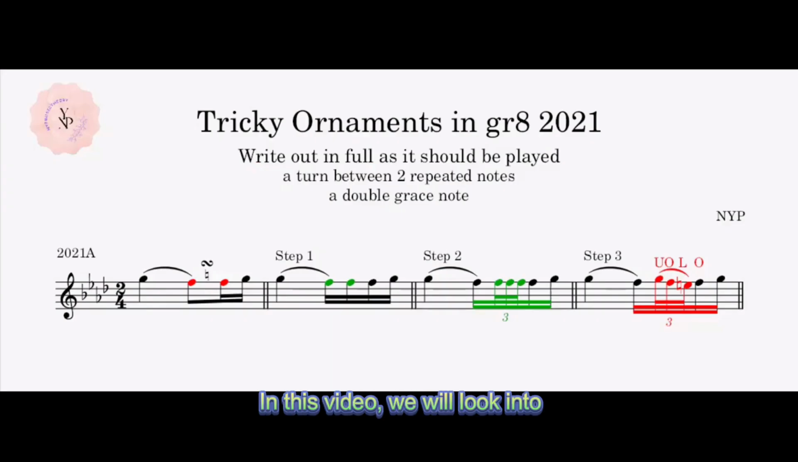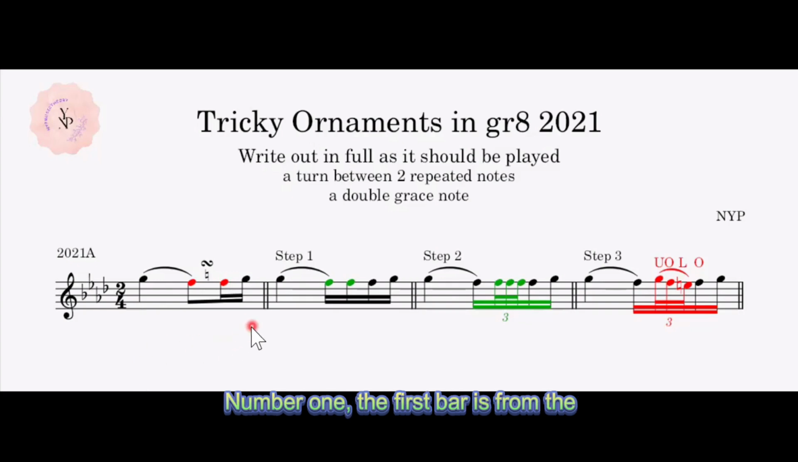Hi, this is NYP Music Theory. In this video, we will look into some tricky ornaments in grade 8 theory paper. Number 1 is a turn between two repeated notes. Number 2, it's also a turn between two repeated notes, but before the original note, there is an appoggiatura. The third one is a double grace note. We will look into it and see how we write it out in full as it should be played.